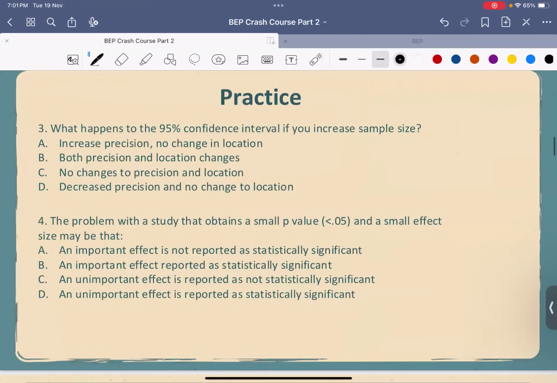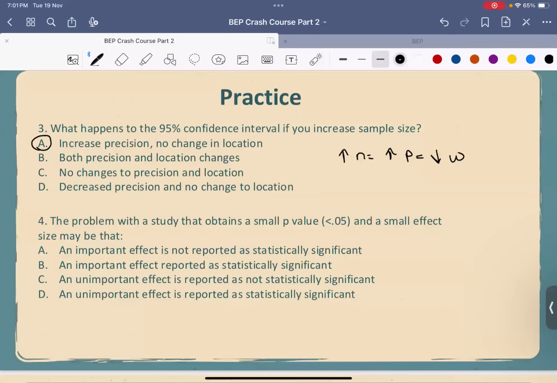What happens to the 95% confidence interval if you increase sample size? Again, we said increase sample size equals more precision, which equals less width. But what happens to the location? No change to the location. So the answer is A.